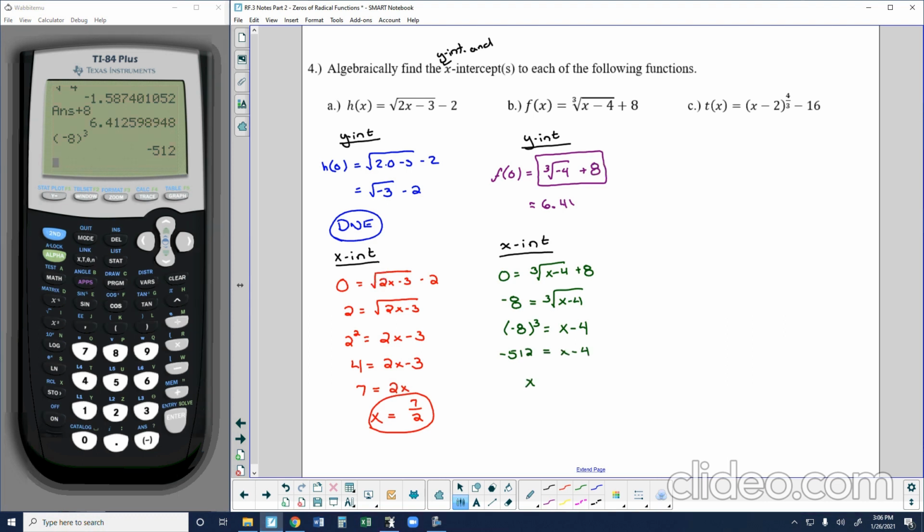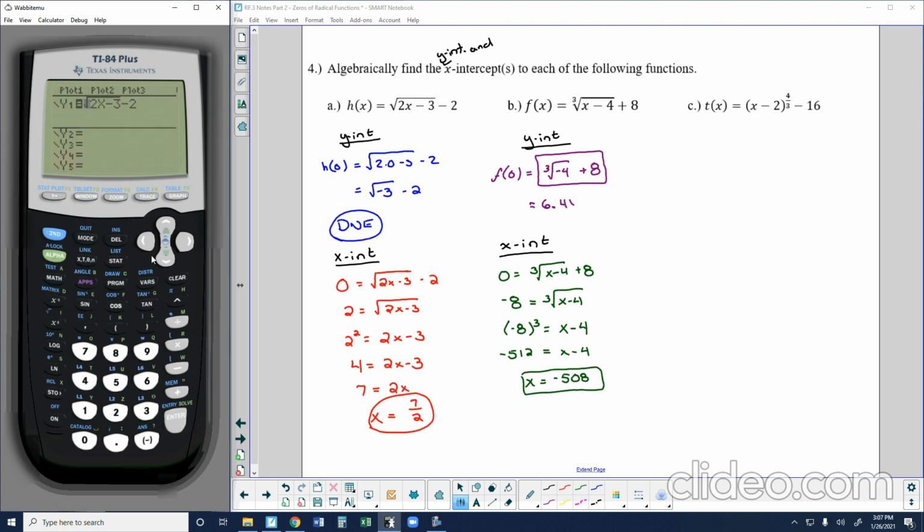And then I would add 4 to both sides. And so I would get the x-intercept of negative 508. Now, to check this on the graphing calculator might be a little difficult, so I'm just going to check this by substituting it back in and making sure that expression is going to equal 0. So negative 508 minus 4 plus 8 does equal 0.